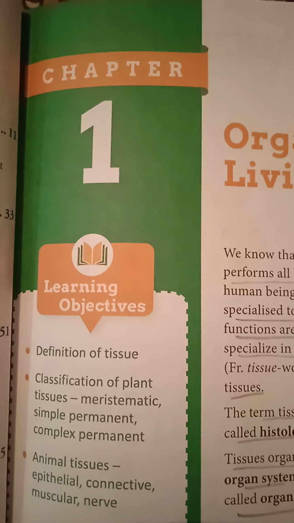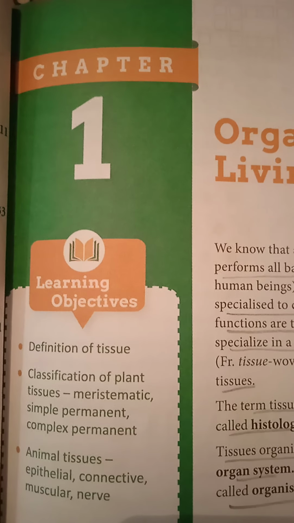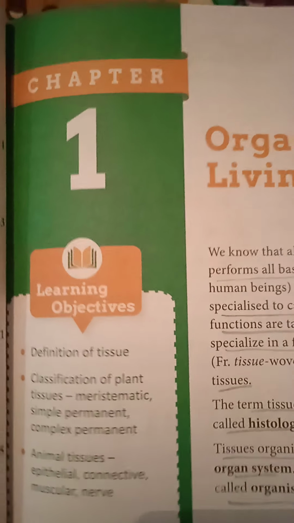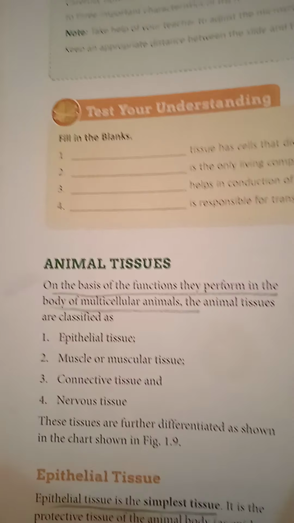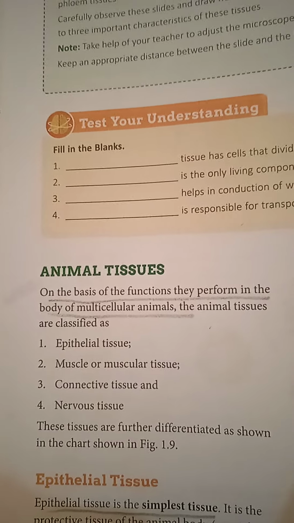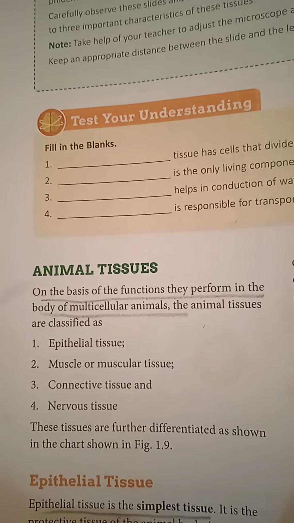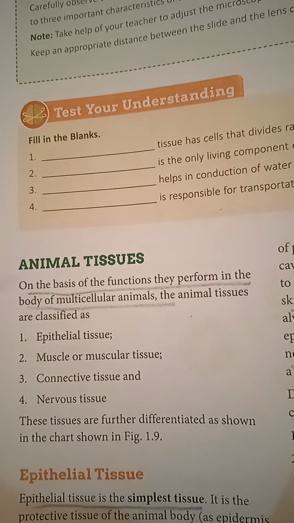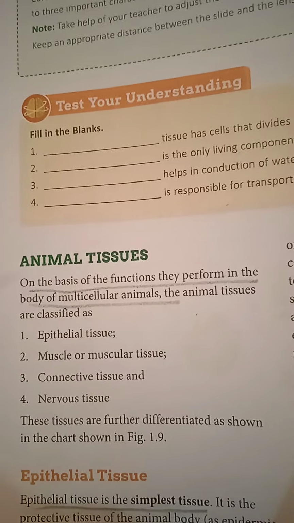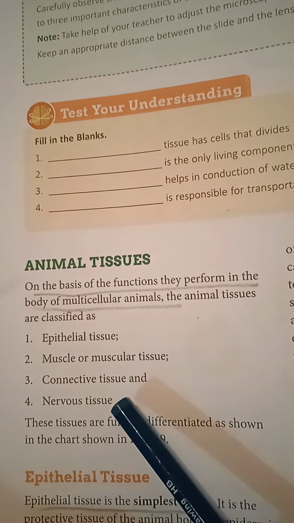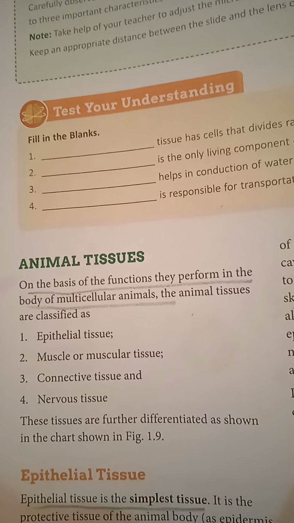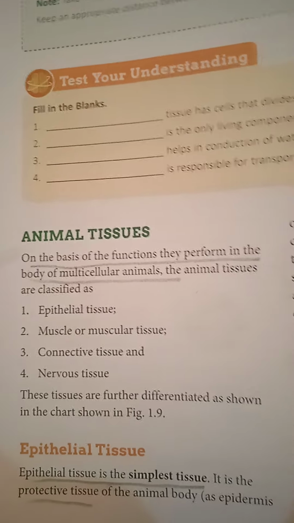Hello, children. In this chapter, we are going to deal with animal tissues. On the basis of the functions performed by the different tissues in multicellular animals, they have been classified as epithelial tissues, muscular tissues, connective tissues, and nervous tissues. So what are epithelial tissues?